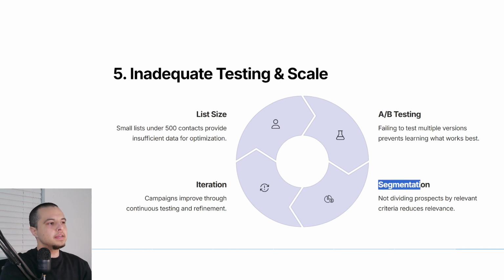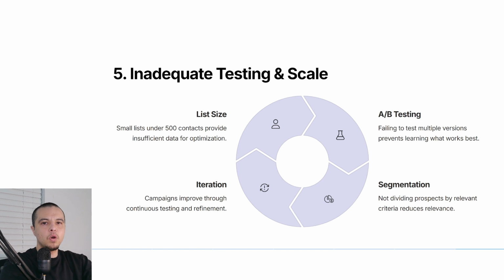Segmentation. Not dividing prospects by relevant criteria reduces relevance. So if we want a higher response rate, we should usually, in most cases, not always, depending on your offer, figure out, hey, because different industries have different pain points: finance, tech, healthcare, human resources, all of that type of jazz. They might have different pain points.